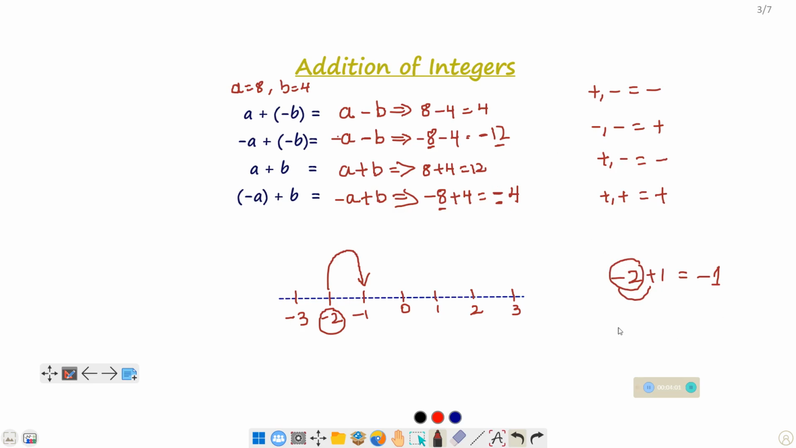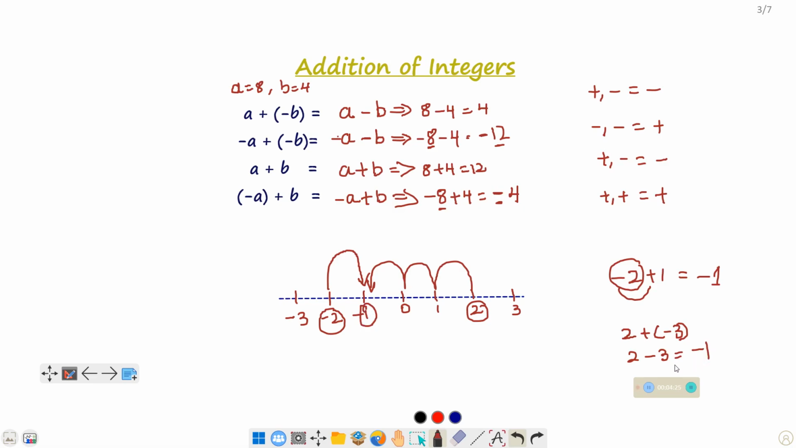For example, if I am subtracting 2 plus negative 3, it will become 2 minus 3, which is nothing but 2 take away 3. Here we have 2, and when we take away 3, 1, 2, 3, we are landing at negative 1.